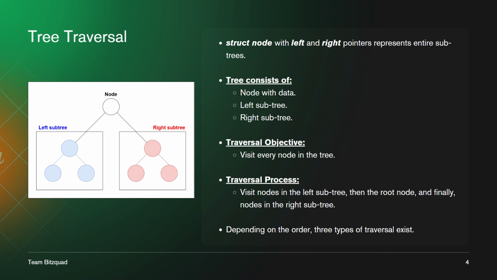Now, think of the struct node pointed to by left and right as not just individual nodes, but as whole subtrees with their own branches. Following this structure, every tree is basically a combination of 3 things: a node carrying some data, a left subtree, and a right subtree. Our main goal here is to visit every single node in the tree. So we need to visit all the nodes in the left subtree, then the root node, and finally all the nodes in the right subtree.